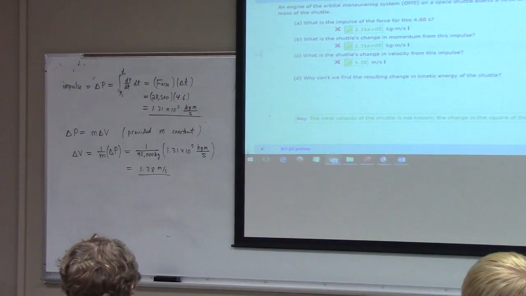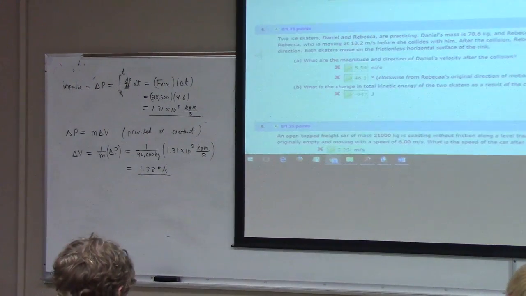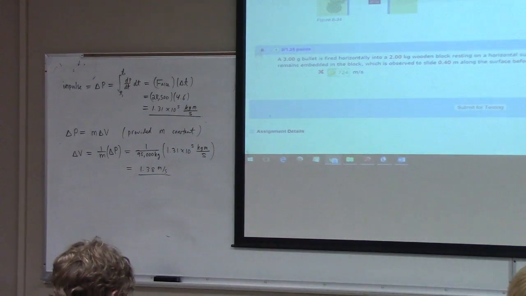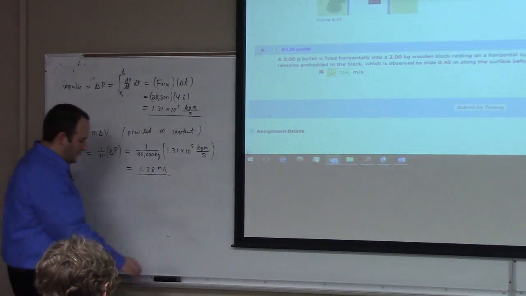Yep. Homework 8, number 8. Am I still on 8? Yeah. It has to do with a bullet hitting a horizontal box with friction.